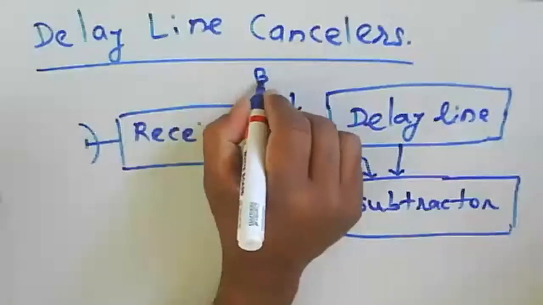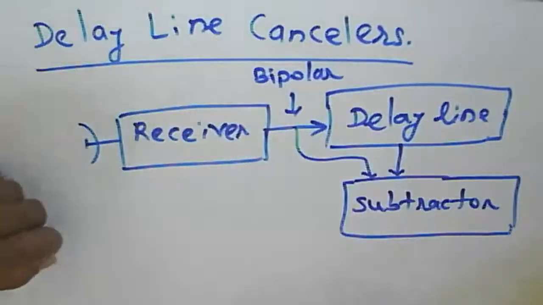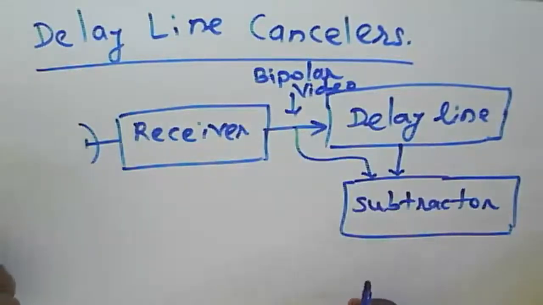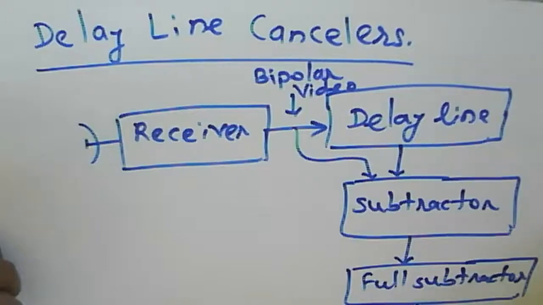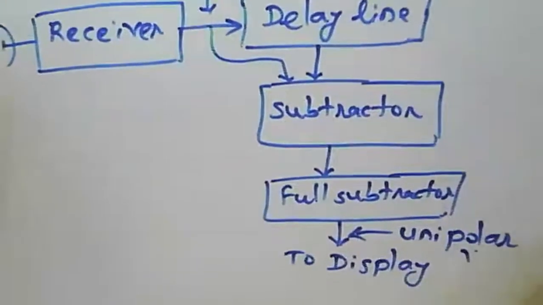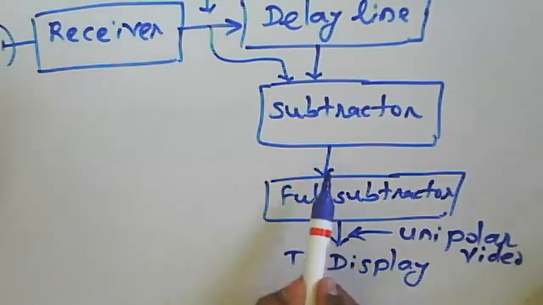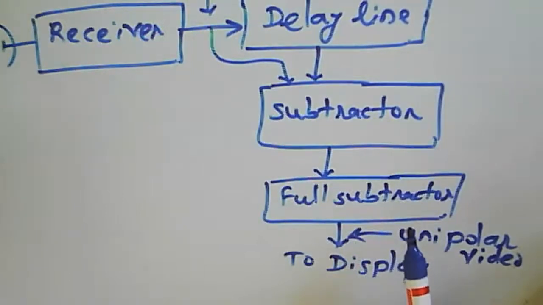And so here we have a bipolar video. Now if we provide that output to the full subtractor, or we need to convert it with A to D and so on, then at the end we get the unipolar video. The full subtractor output is to be given to the display device, or the indicator. Here we are getting the unipolar video. So after the subtractor, we have a full subtractor, and that full subtractor will remove whatever the component.